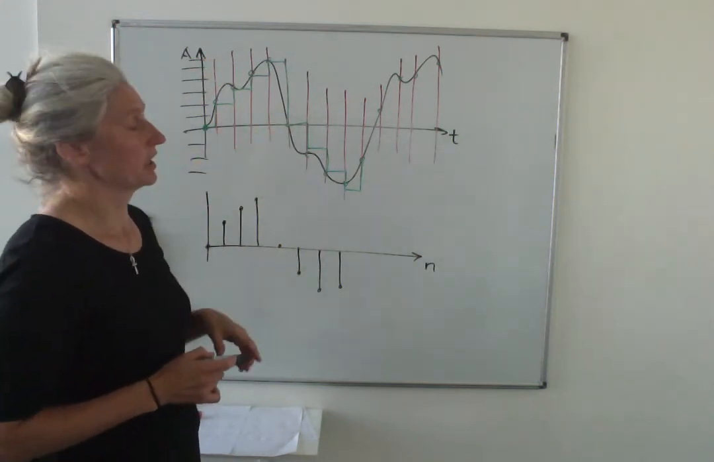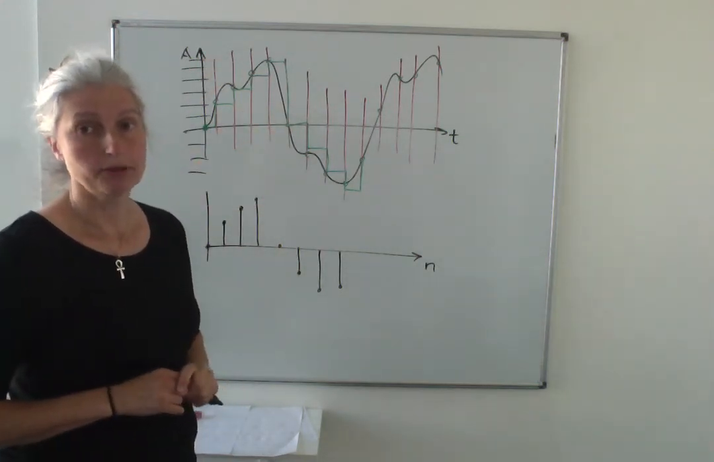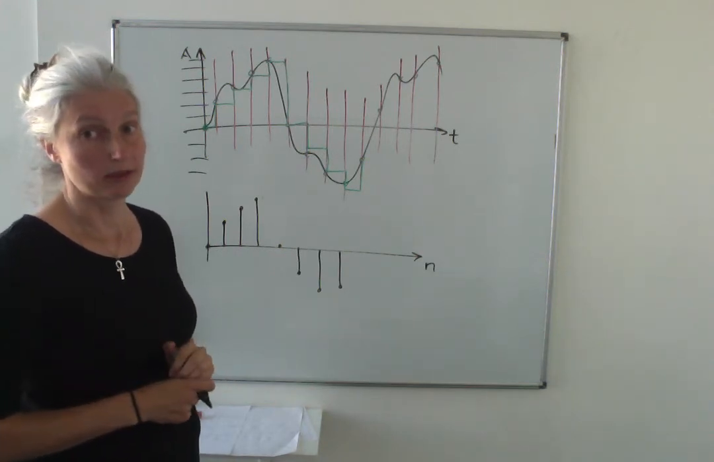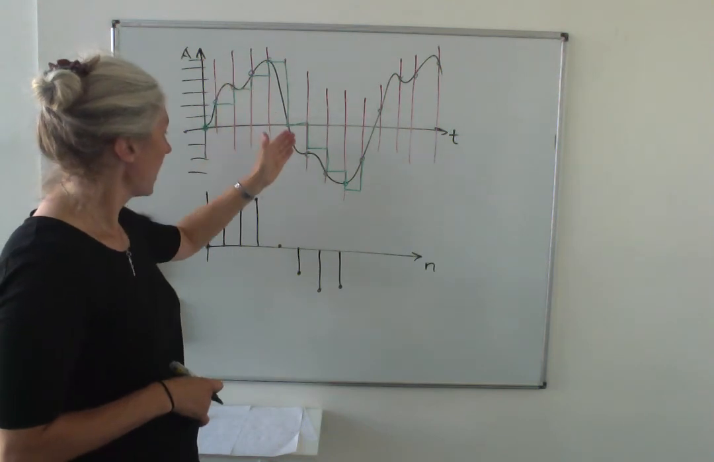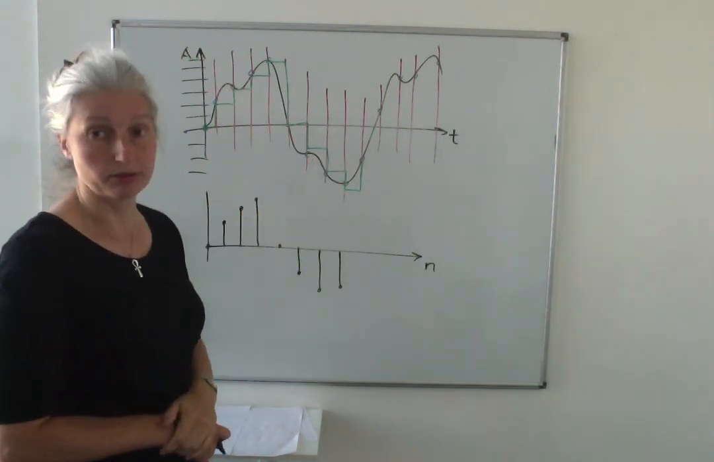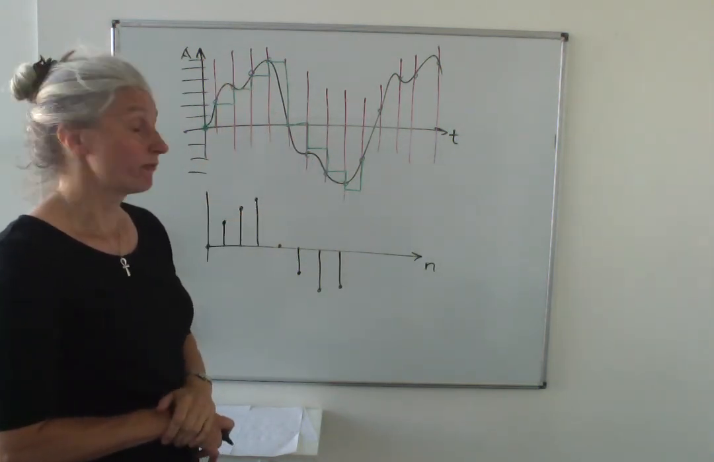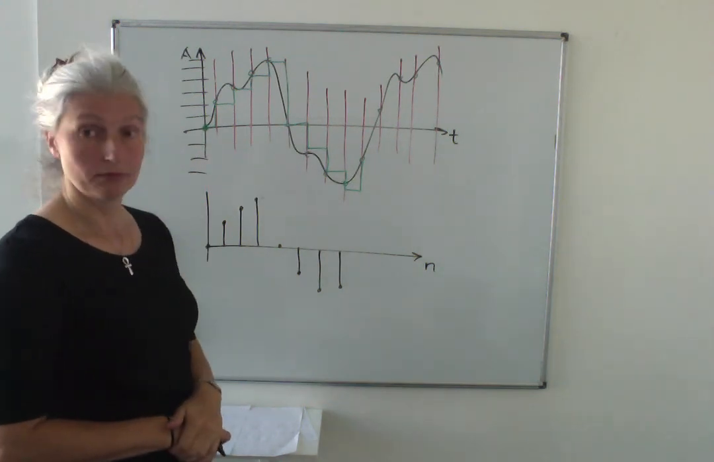But there's also something in terms of sampling. How do we know how fast we need to sample a signal? Because there might be a lot of things happening between these points that we sample. If we sample too infrequently, what happens then?